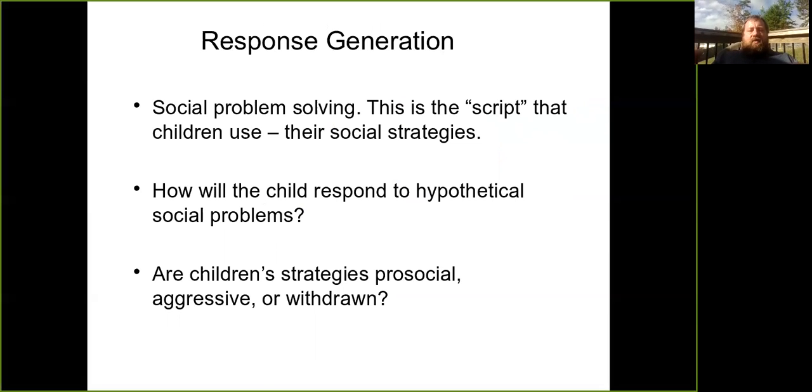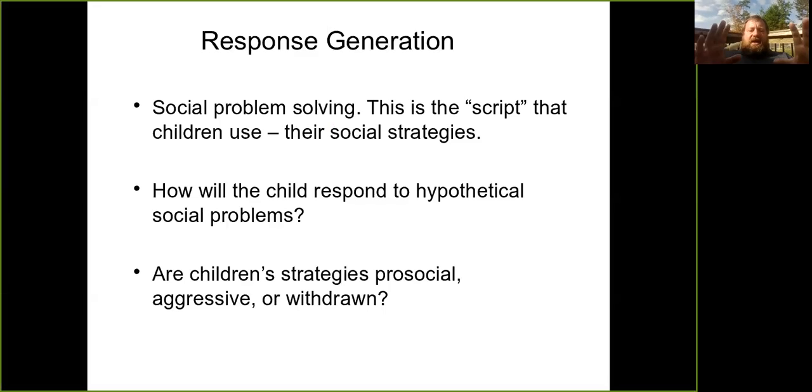The next step, once a child makes an attribution about the meaning of the behavior, is they generate a response. This has sometimes been called social problem solving. You can think of it as a script that a child uses, their social strategies. The way this has been measured is to present children with a hypothetical dilemma and say, hey, imagine that this child comes and knocks your block down. What would you do next? Maybe through videos, maybe acted out with puppets or props. And then the strategies that children generate are rated for whether the content is pro-social, more aggressive, or more withdrawn.